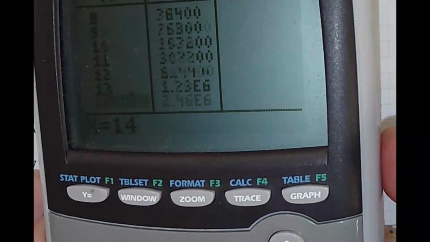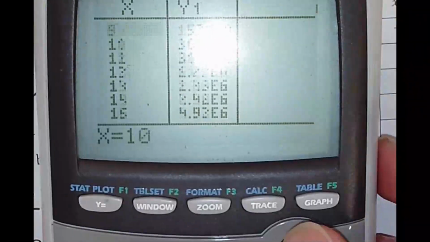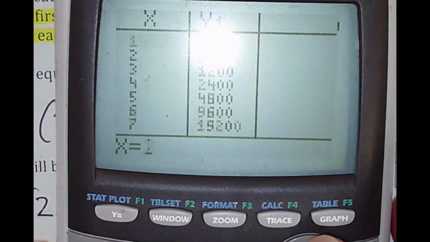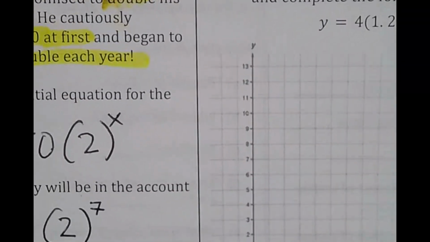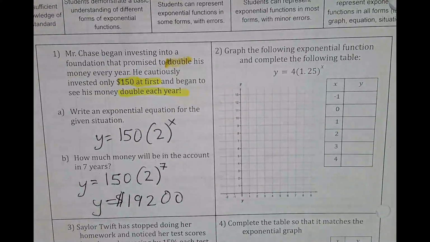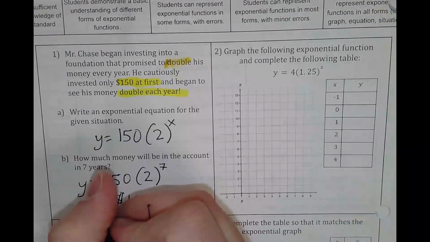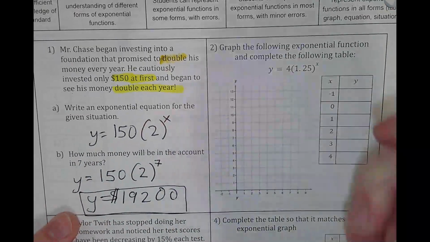How much will he have after 30 years? I think it'll be so much money that we can't even comprehend, because doubling is a really, really good amount of money to have. If you can double your money every year, wow. Hats off to you. Let's go to number 2.